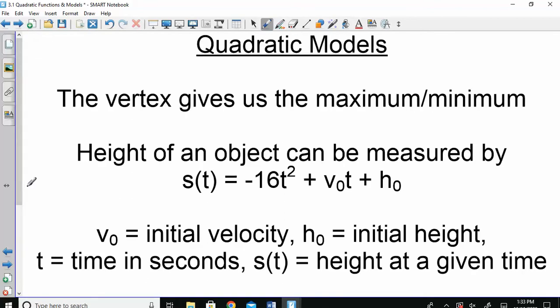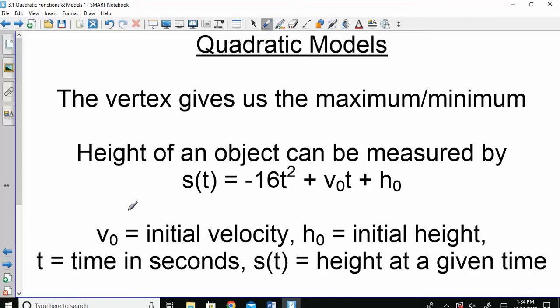All right, last thing I want to do is just talk about a couple quadratic models that we are going to look at. We know the vertex tells us if it's a maximum or minimum. Some common applications of quadratics are height of an object. If you think about it, if you take a ball and you throw it up in the air, what's going to happen to it? It's going to go up and it's going to come back down. So it's kind of following the path of a quadratic. So height of an object is a lot of times looked at as a quadratic function.